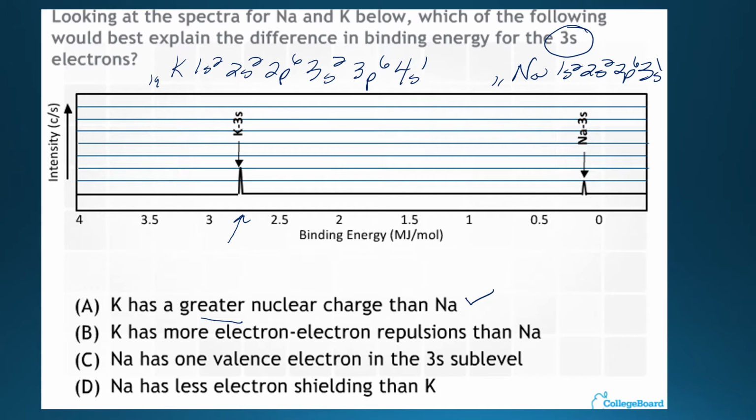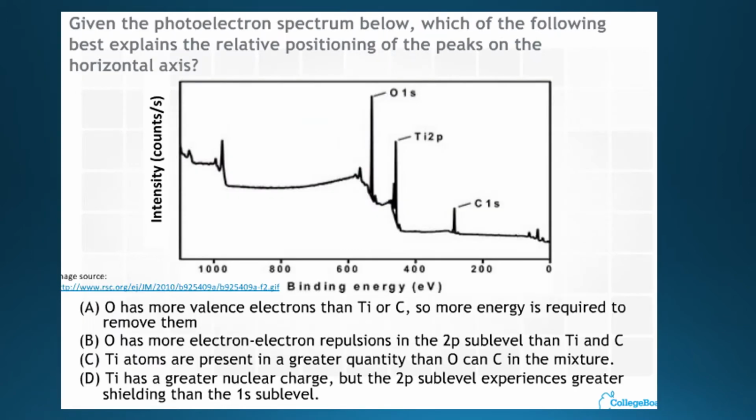Part B says potassium has more electron repulsions. That would not account for greater energy. Sodium has one valence electron in the 3s. That's true, but it doesn't describe why potassium requires more energy. Sodium has less electron shielding than potassium. They're both shielded. That is not the good reason for why potassium needs more energy to remove the 3s. So selection A is your best answer.